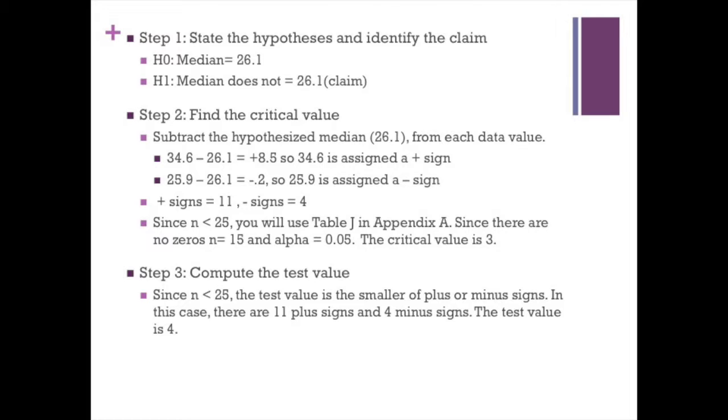Step 3 of the process is to compute the test value. Since n is less than 25, the test value is the smaller of plus or minus signs. In this case, there are 11 plus signs and 4 minus signs. The test value is 4.